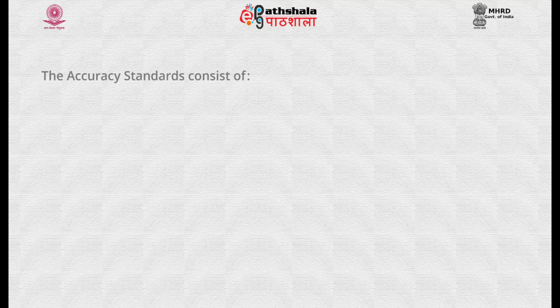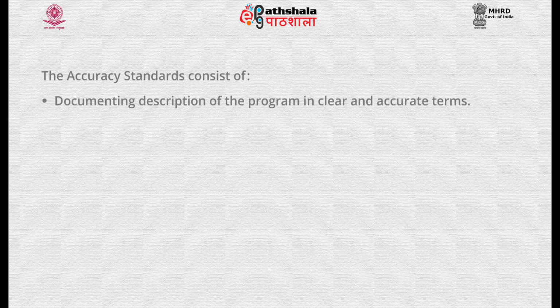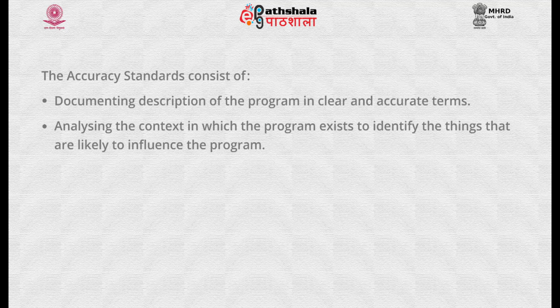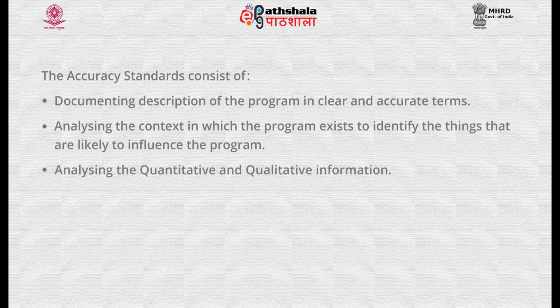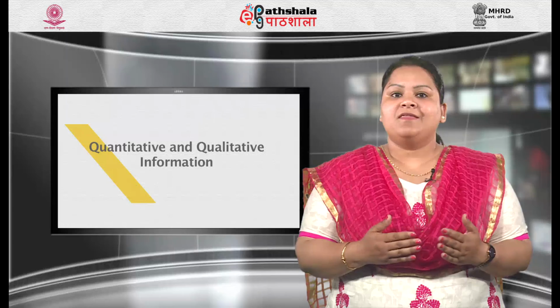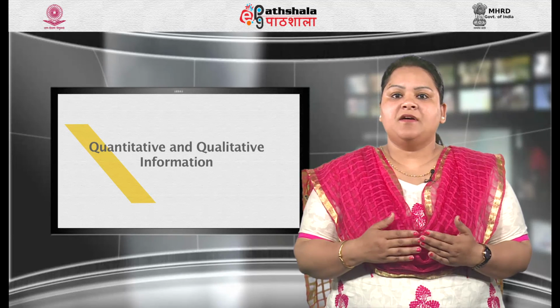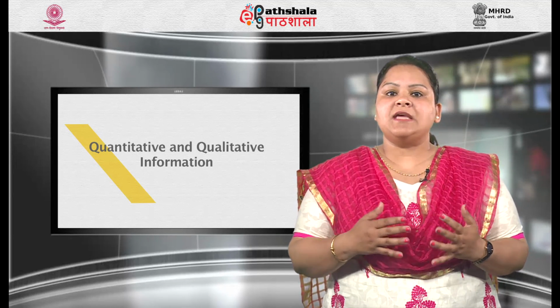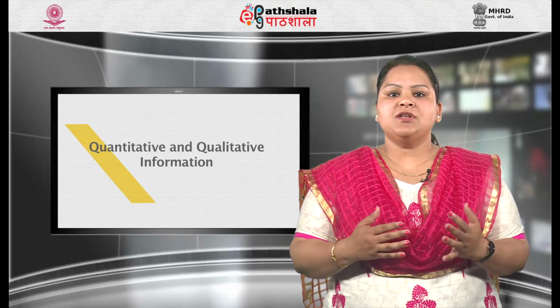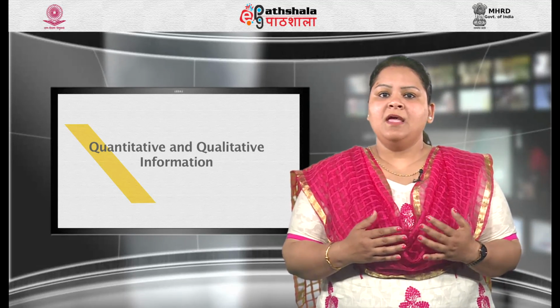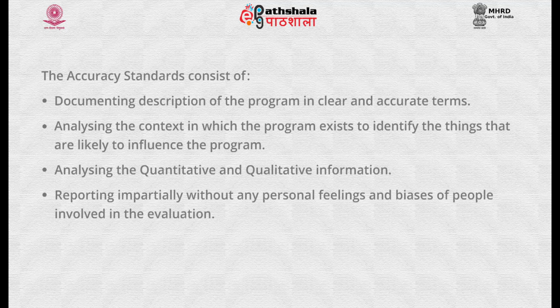The accuracy standards consist of documenting the description of the program in clear and accurate terms, analyzing the context in which the program exists to identify the things that are likely to influence the program, analyzing the quantitative and qualitative information, that is the data collected from observations, surveys or interviews, in an appropriate and systematic way so that the evaluation questions are effectively answered. And finally, reporting impartially without any personal feelings and biases of people involved in the evaluation so that the report fairly reflects the evaluation findings.